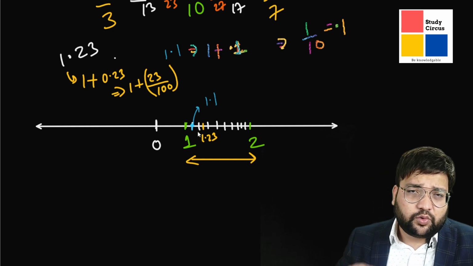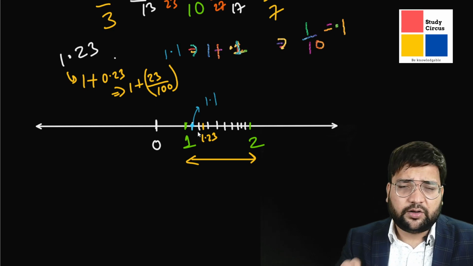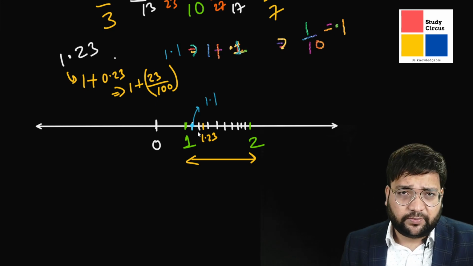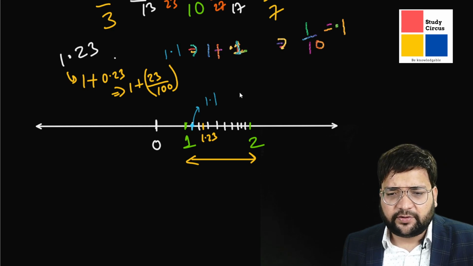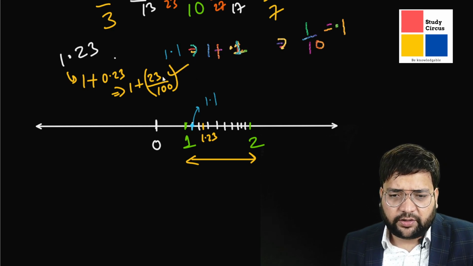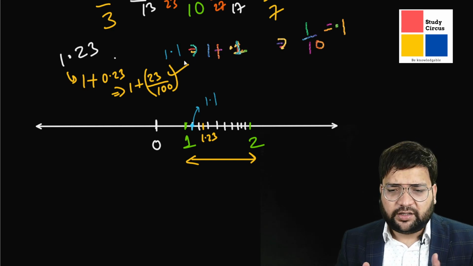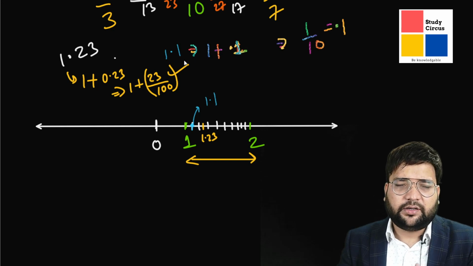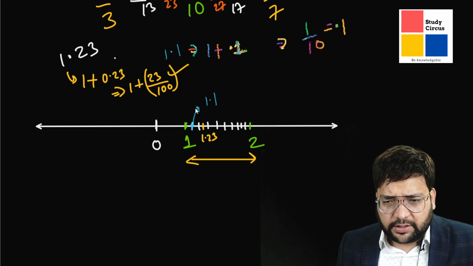So this is how I can certainly say I can find out any given decimal number, or any rational number. If you want to represent fractions, we can do it like we have done for 23 by 100, any fraction number. Of course, we can divide the number line in equal parts and then represent the desired number. Okay, so this is easy to understand.